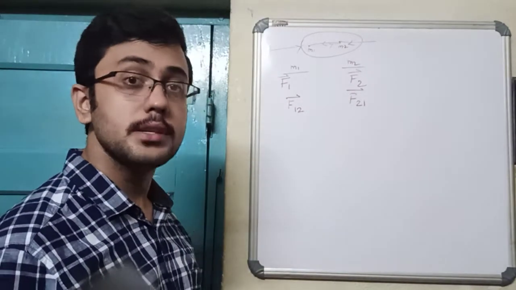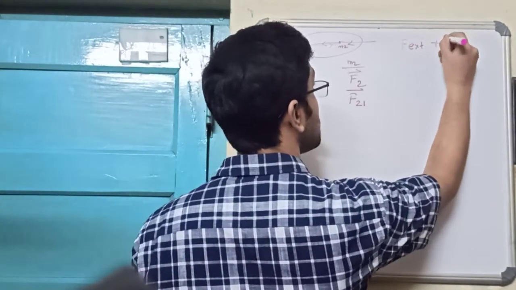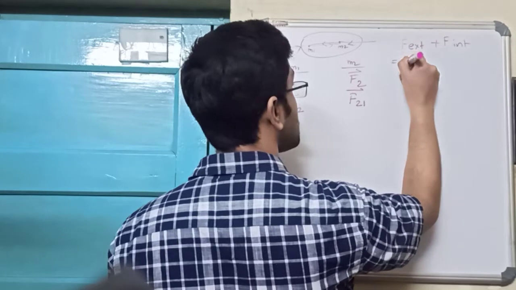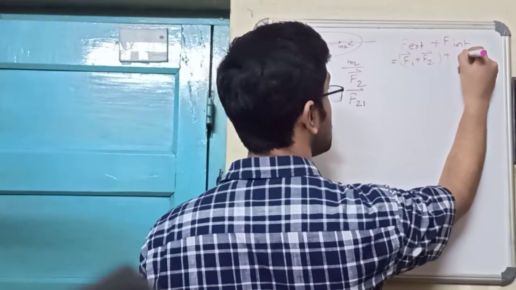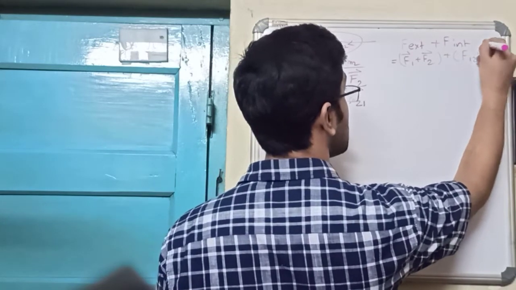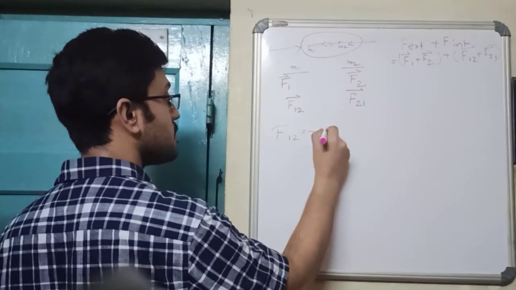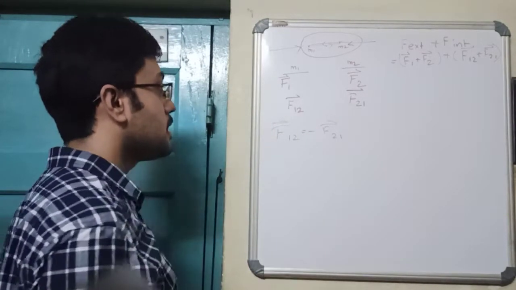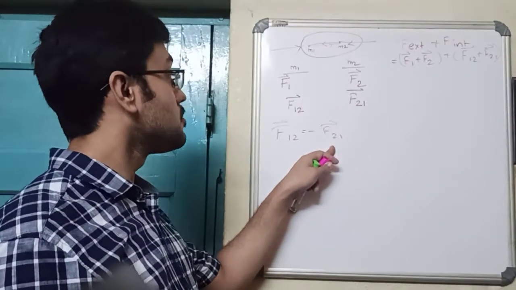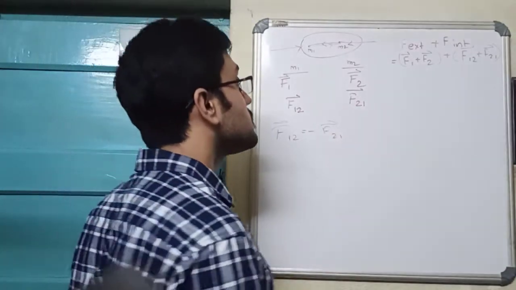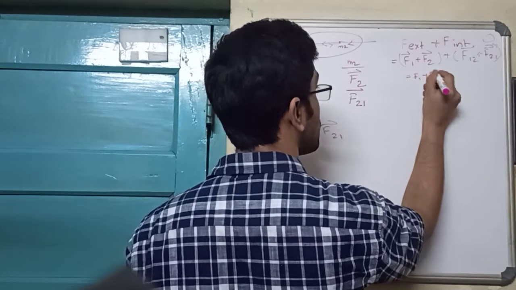What is the total force acting on the system? Total force is force external plus force internal. Force external is F1 plus F2, and force internal is F12 plus F21. Now since these 2 forces are action and reaction pairs, this is the nature that they follow: F on 1 due to 2 is equal to negative of F on 2 due to 1. So when I add these 2 up, that becomes 0, and what we are left with is F1 plus F2.